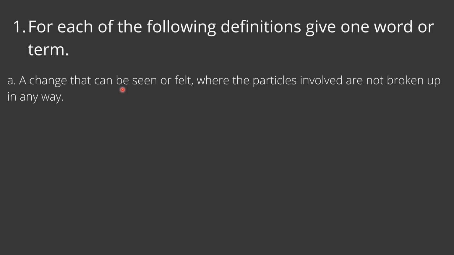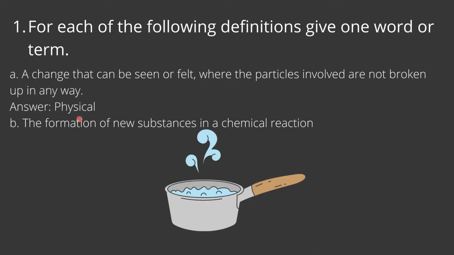So it says a change that can be seen or felt where the particles involved are not broken up in any way. So what type of change do you think that is? Remember we said that we have two types of changes, chemical or physical. So in a change that you can see that something has happened, you can even feel it. However, there's no breaking up of particles or compounds in any way. The answer to that is that it's a physical change.